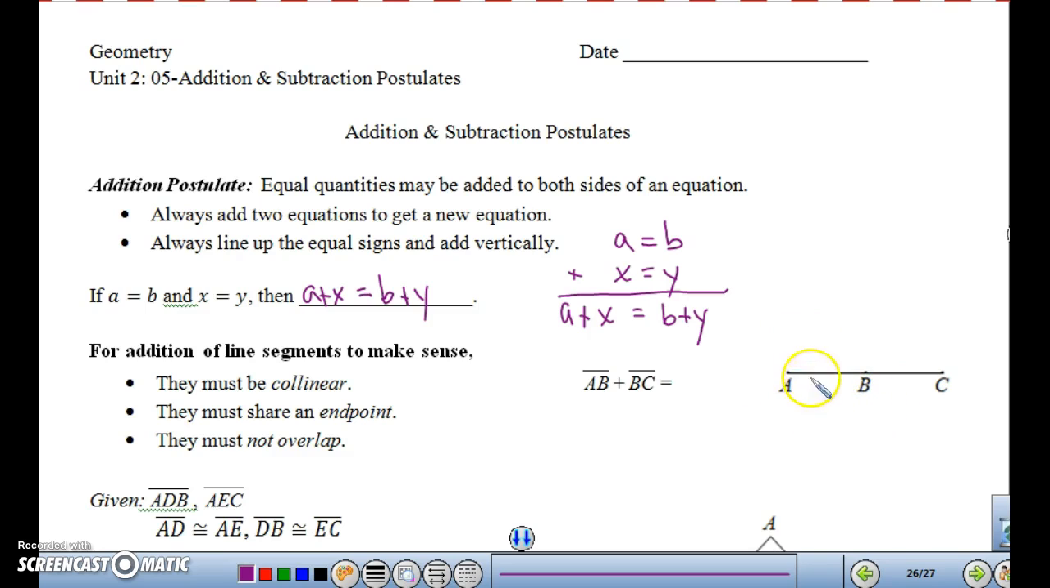It doesn't work. So if I have AB plus BC, these 3 points are collinear. B is the common endpoint between AB and BC, and they don't overlap. So what do I end up with when I take this segment and add this segment to it? I get the bigger segment, AC.